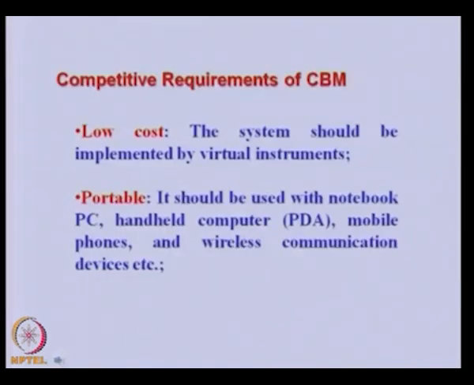Apart from this, there are some other requirements of condition based monitoring which we may look into. One is the cost, low cost. The system should be implemented by virtual instruments, so we should have a low cost CBM program. It should be portable. Again, I am repeating, portable. It should be used with a notebook, PC, handheld computer, mobile phones, wireless communication, etc.